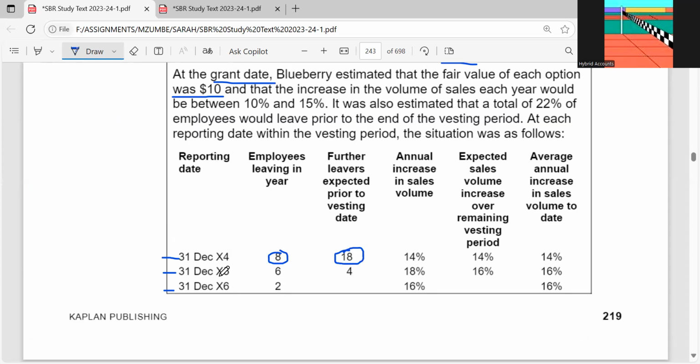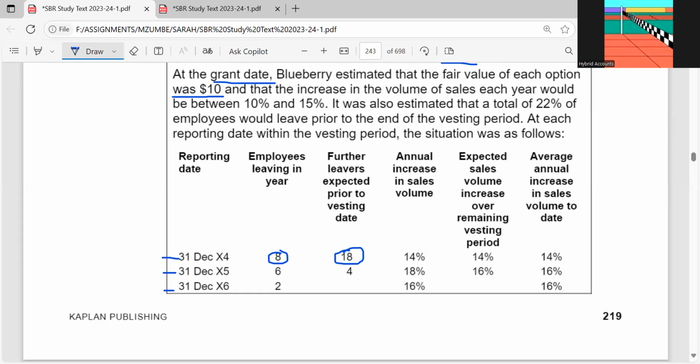What about the second year? For the second year, 6 have left, and we expect 4 more to leave. In the third year, 2 leave. And we had this annual increase in sales volume, which we are told to look at. These are the conditions: annual increase in sales volume, expected sales volume increase over the remaining vesting period, and average annual increase in sales volume to date.